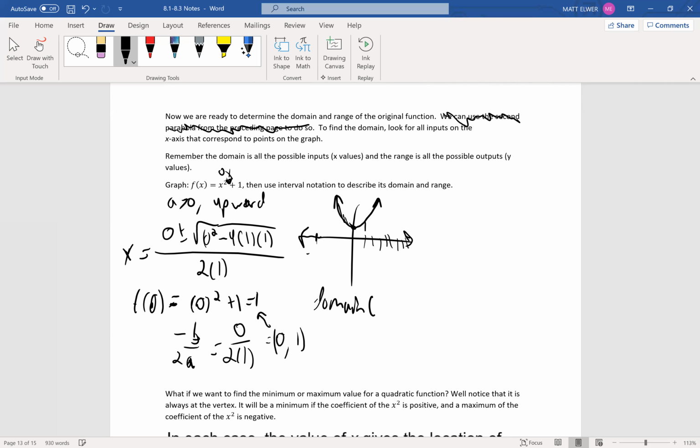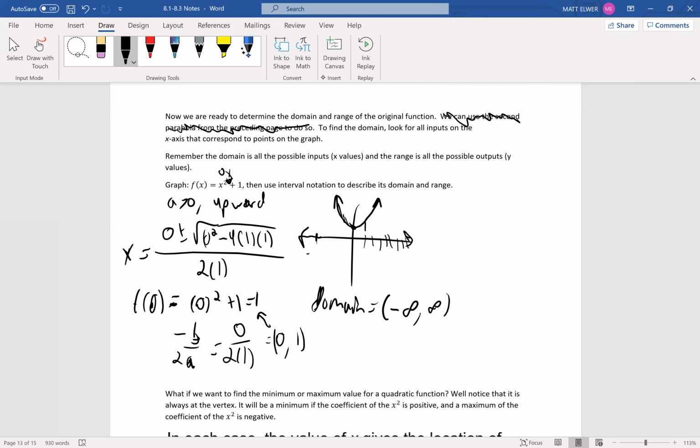So what I can say is that my domain, all my possible inputs, is equal to, in interval notation, negative infinity all the way up to positive infinity. So those are all my possible solutions.